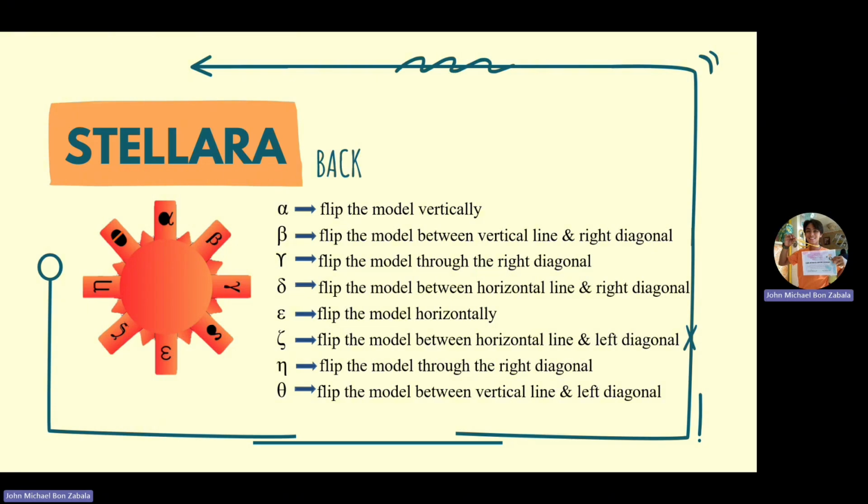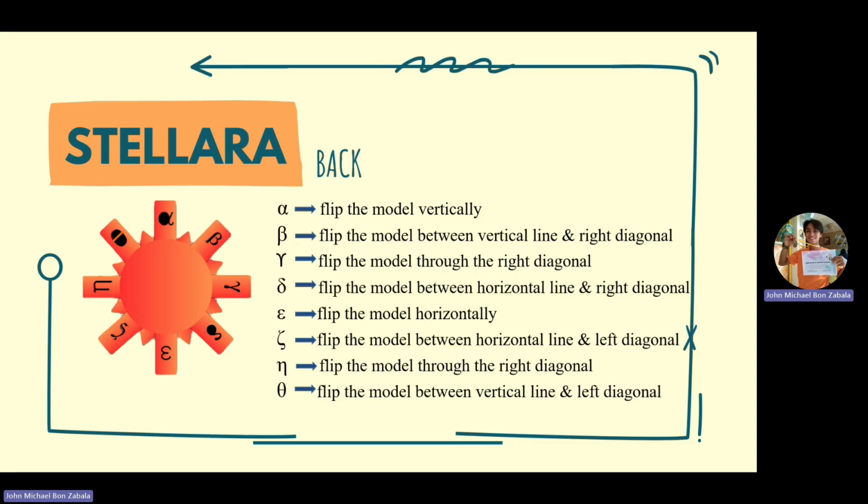At the back of our Stellara, the definitions of the Greek letters are as follows. Alpha means flip the model vertically. Beta means flip the model between the vertical line and the right diagonal. Gamma means flip the model through the right diagonal. Delta means flip the model between the horizontal line and the right diagonal.